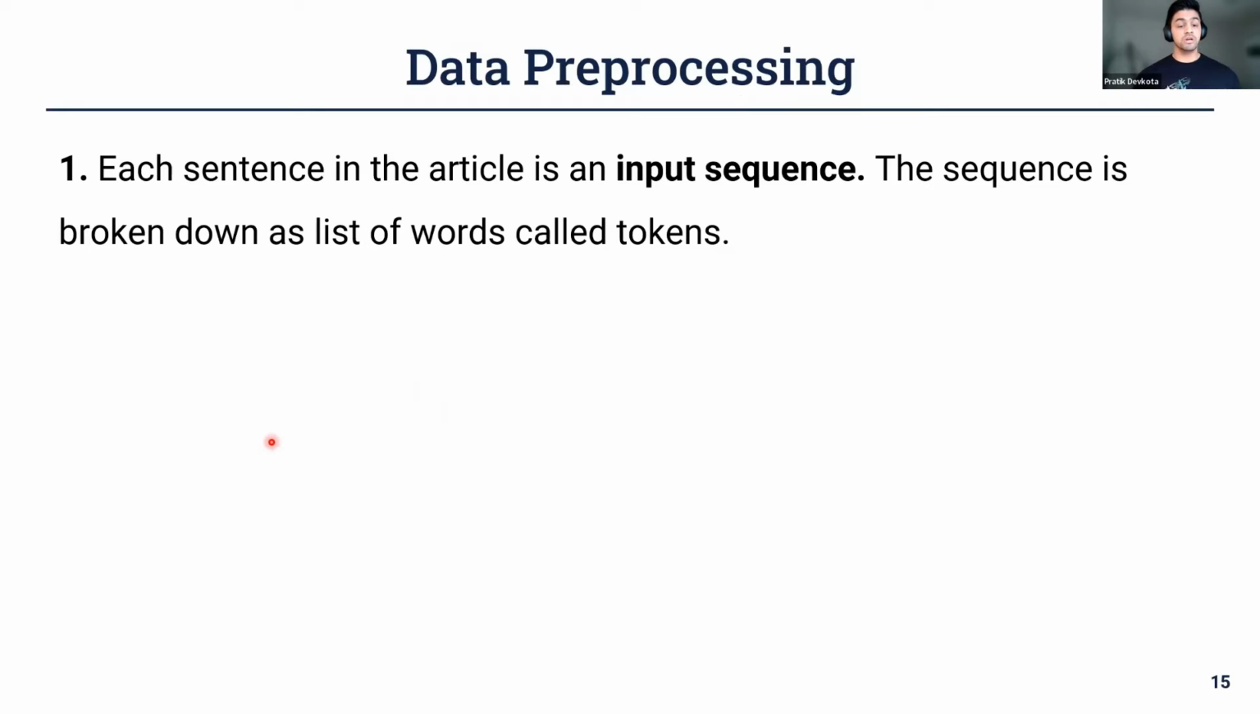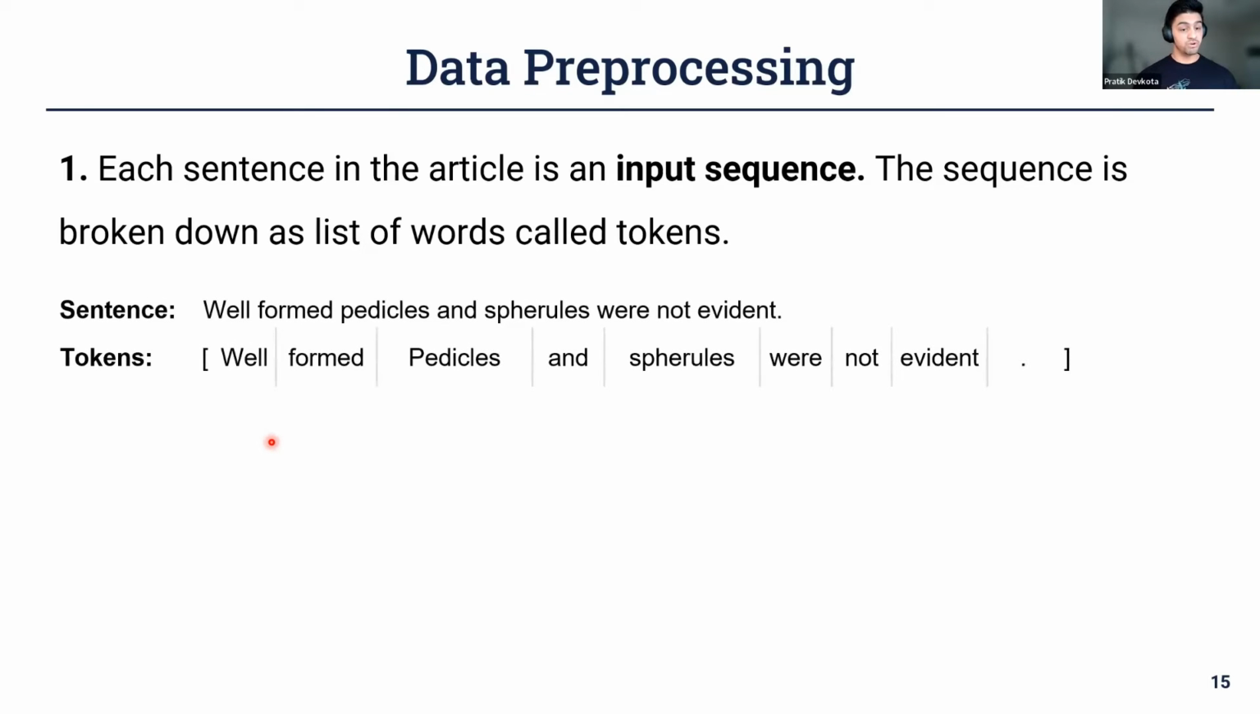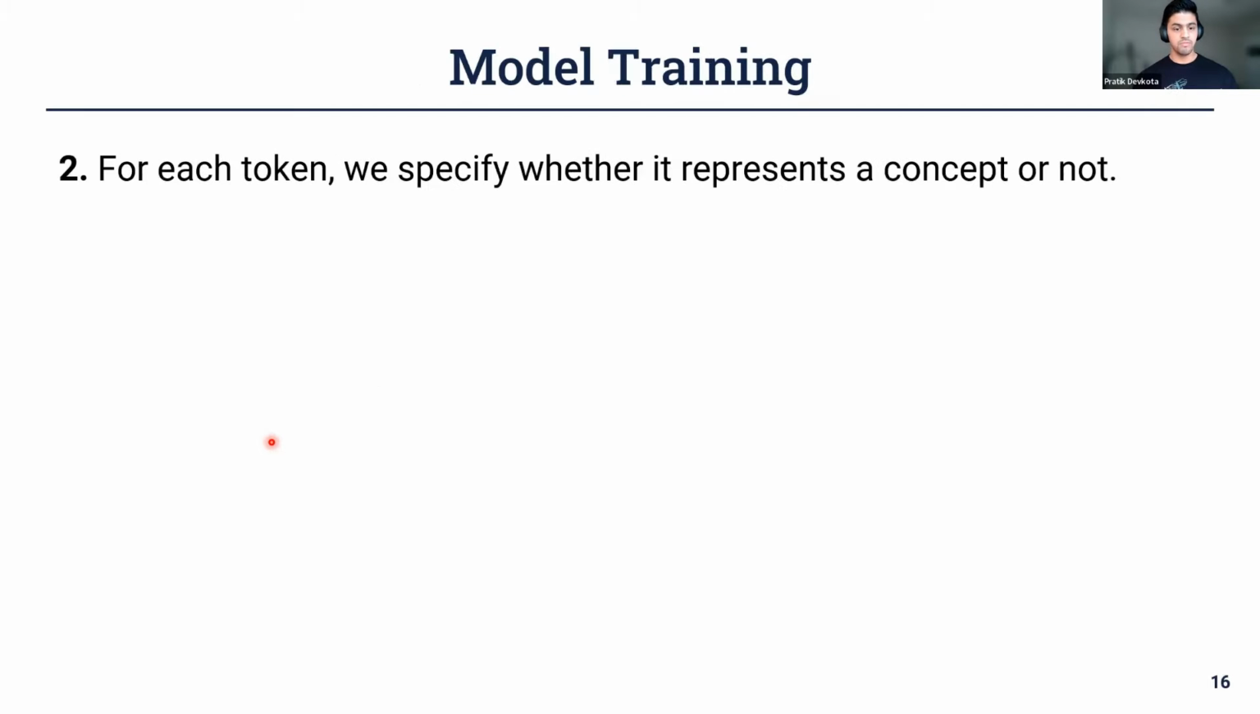And to train a supervised deep learning model, we must provide fixed length input and output sequences. So for input, each article is divided into sentences, which in turn is further divided into words called tokens. As an example, here's a sentence, and here are its corresponding tokens. Now for each token, we must specify whether it's a concept or not.